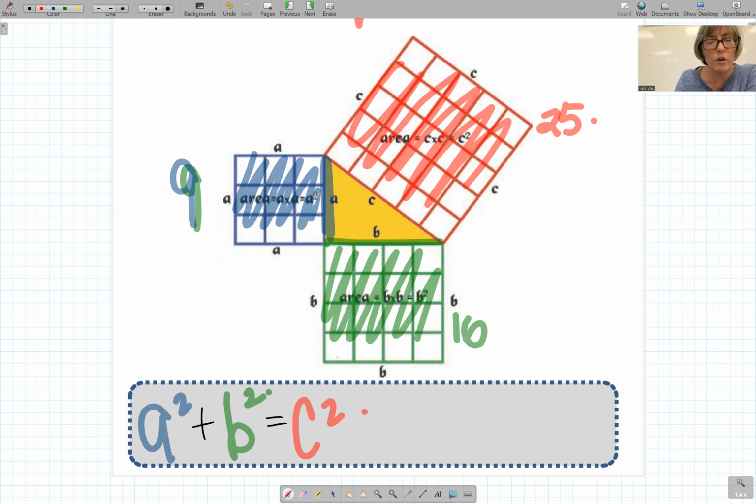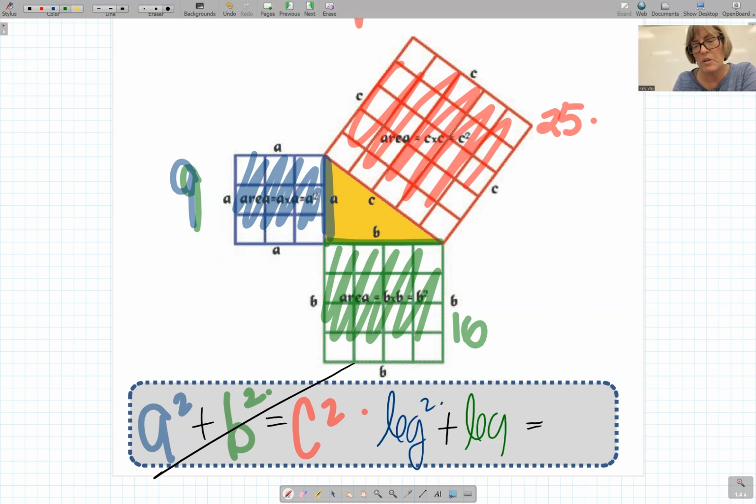I will never use that version in this class. Instead, I prefer what's called the descriptive version, which is one leg squared plus the other leg squared equals the hypotenuse squared. That is the preferred version in this class.